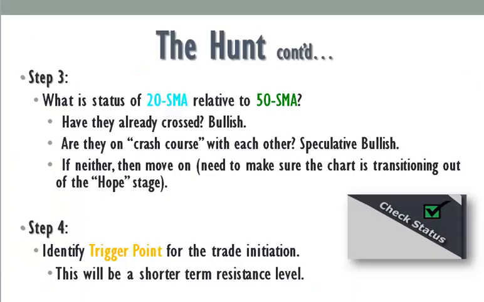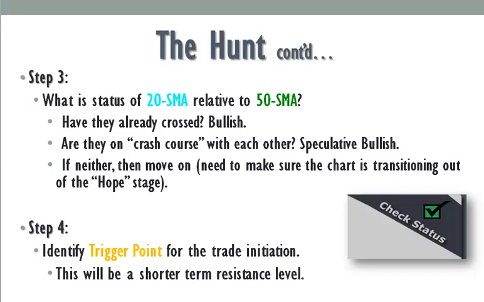Now that we have identified everything and made sure, okay, this looks like something worthwhile putting onto our watch list, we now need to have some sort of trigger point that's going to tell us when we need to initiate the trade. So this is a key thing because just because we find something, we still need to get more confirmation, and that's where the trigger point comes in.